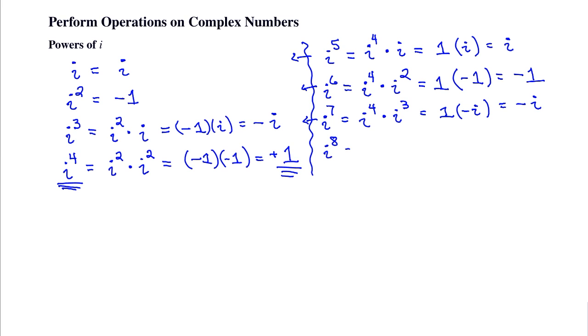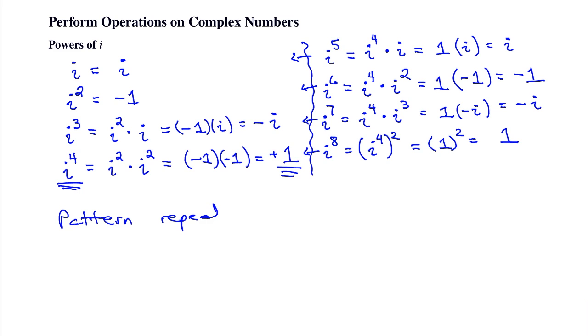And then i to the 8th is i to the 4th, and I'll write it differently this time. It's i to the 4th squared. So it's 1 squared, which is 1, which was the same as i to the 4th anyway. And so there you see the complete pattern. It repeats every 4 exponents. It starts off with i, then it's -1, then -i, and then +1.